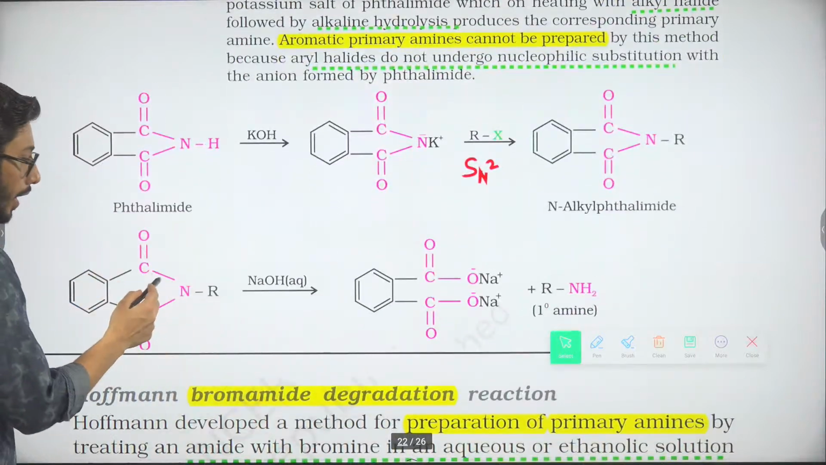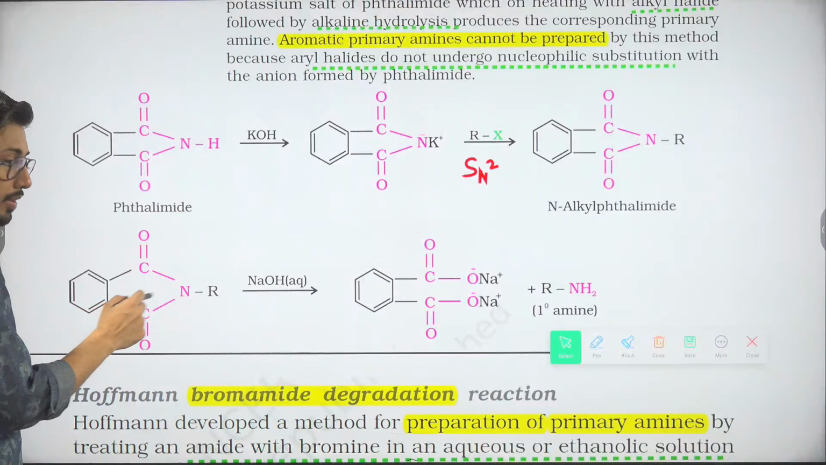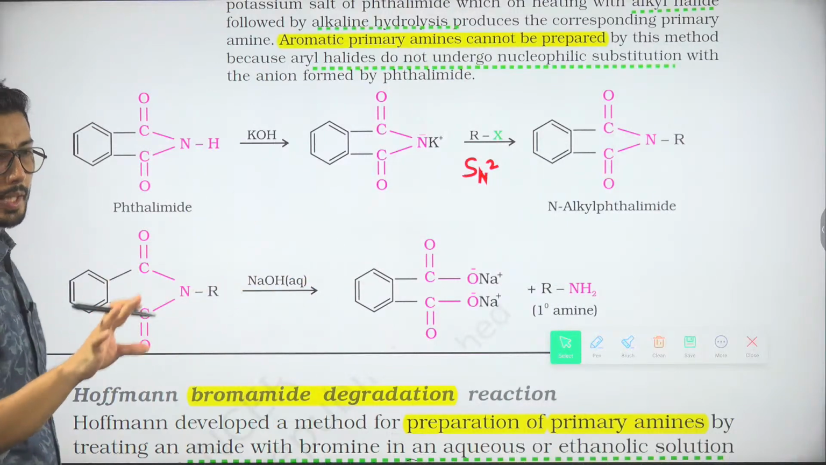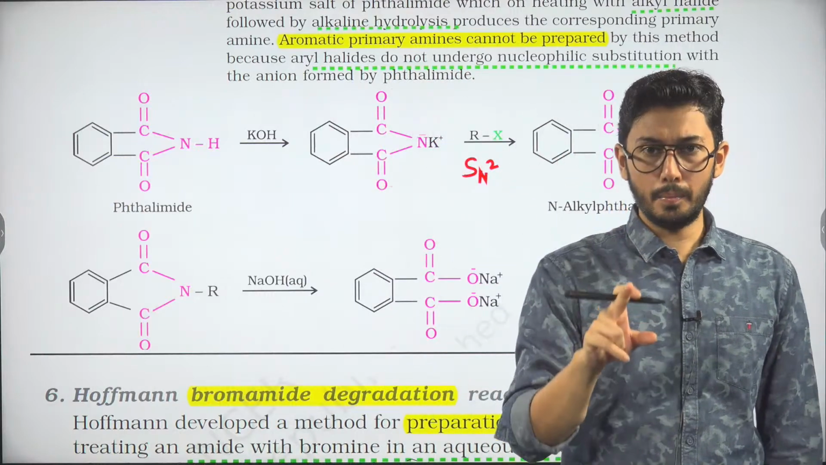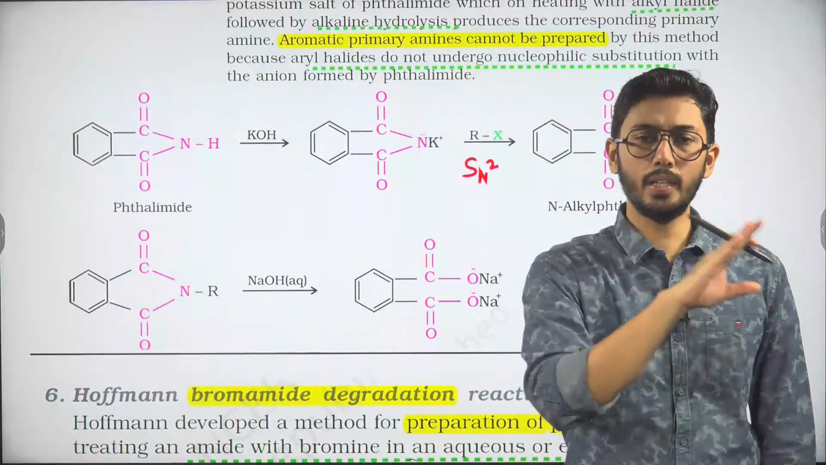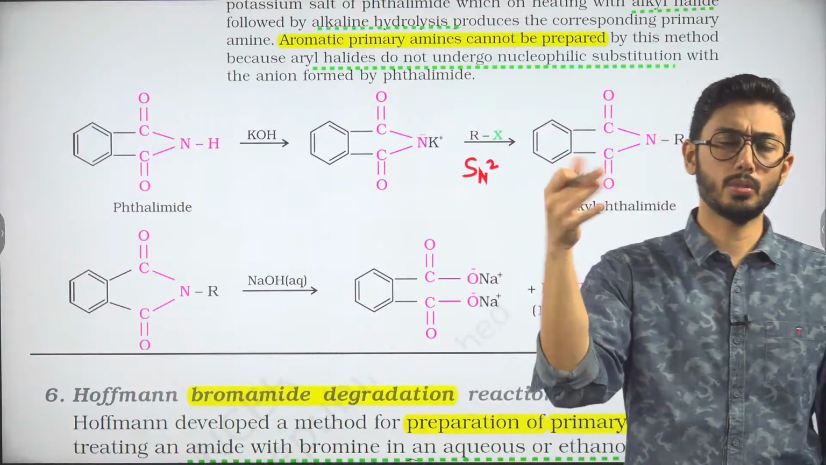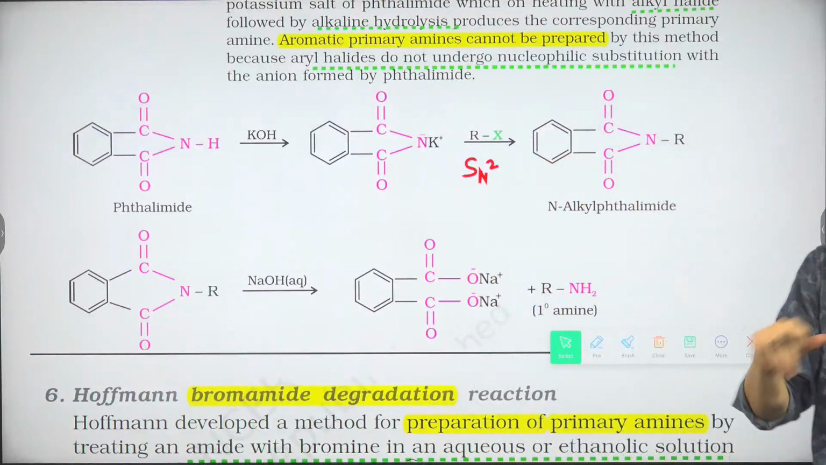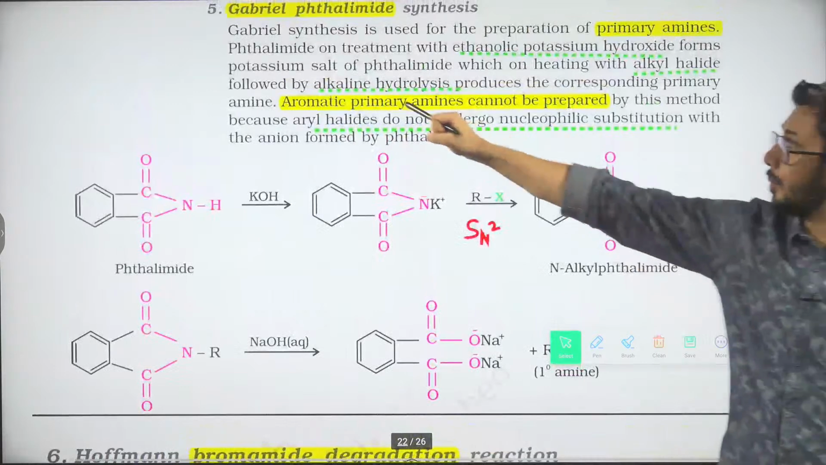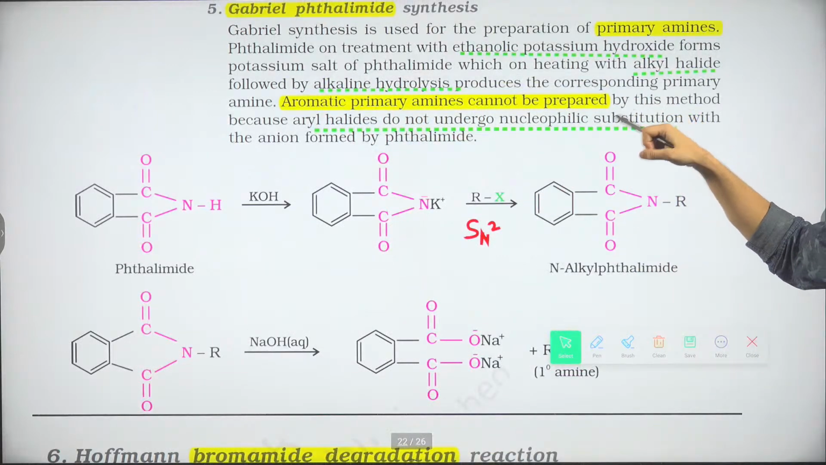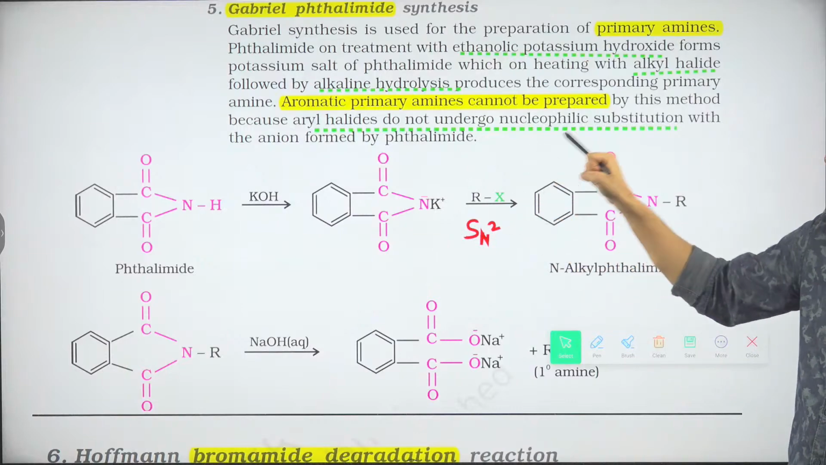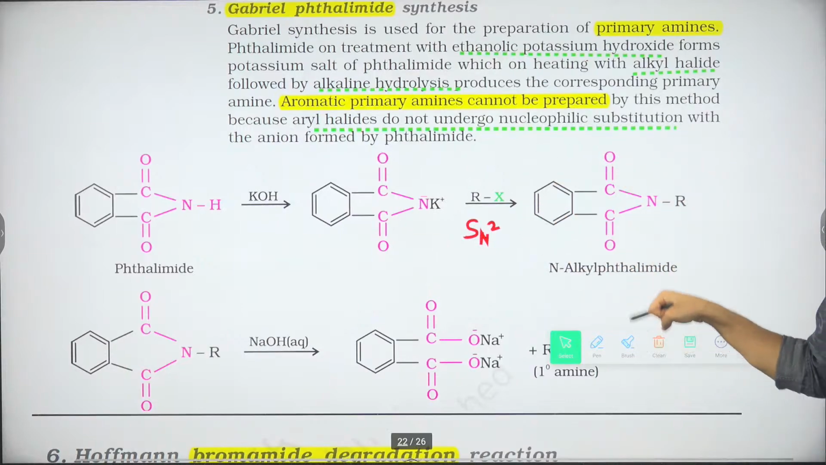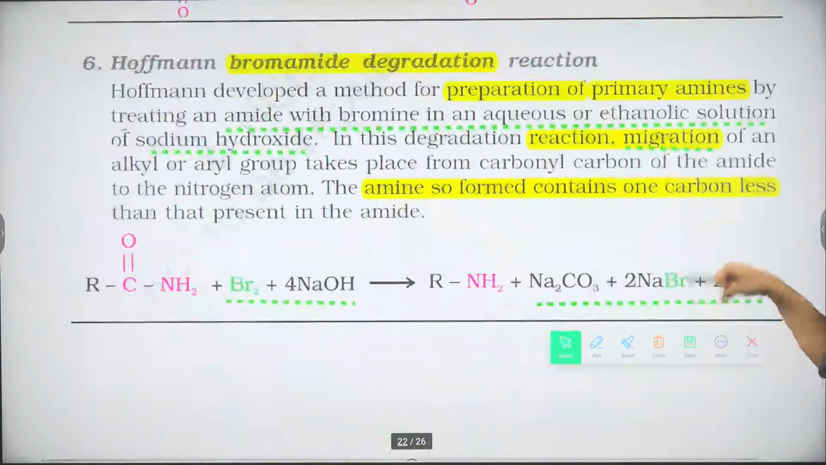Then after hydrolysis, NH2 is formed. So remember at minimum, Gabriel phthalimide is used to prepare primary aliphatic amines. Aniline cannot be prepared. Secondary and tertiary amines are not formed. Only primary aliphatic amines. Aromatic amines cannot be prepared by this reaction. Why? Because an aryl halide would have to be taken, and aryl halides do not undergo nucleophilic substitution easily. They are very difficult to undergo nucleophilic substitution.